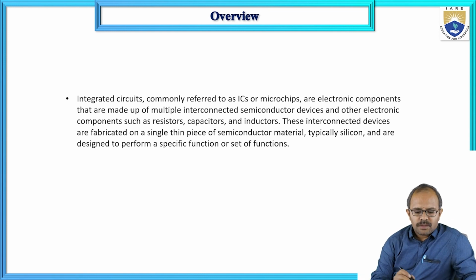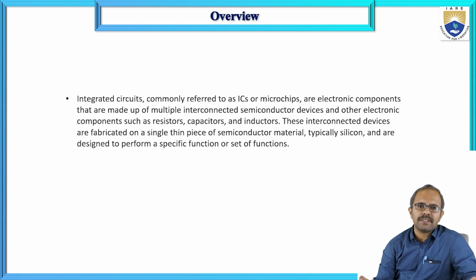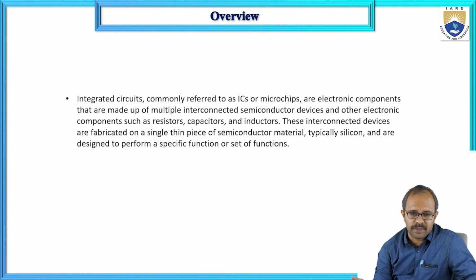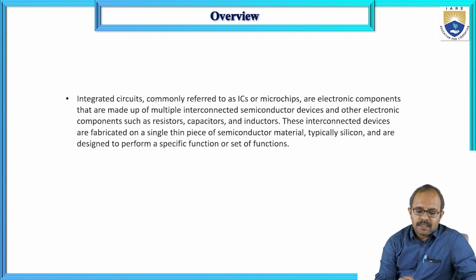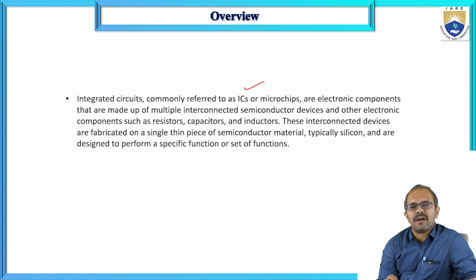integrated circuits. We further continue the overview of integrated circuits. So we can say it's a miniature electronic circuit, integration of several components on a single platform. That is called an IC, a chip, we said. Now see here, these integrated circuits are usually referred to as ICs or microchips. Micro stands for the dimension or its nature. It is very small in size, and they are electronic components made up of multiple interconnected semiconductor devices.